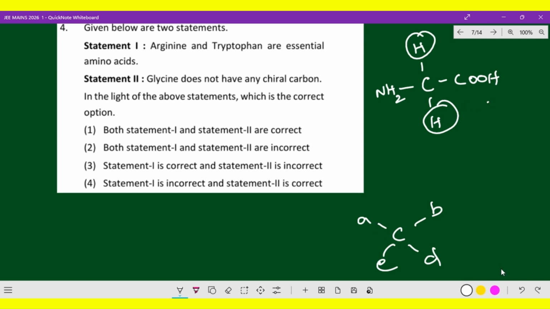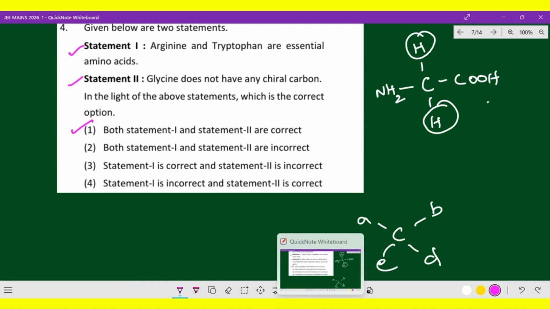Statement 1 is also correct, statement 2 is also correct. So option 1, both statement 1 and 2 are correct, is 100% correct. So option 1 is the correct option. Hope you got the clarity about the first one and second one. Let us go to the next question.